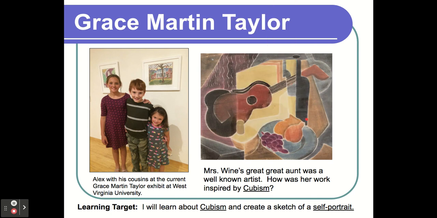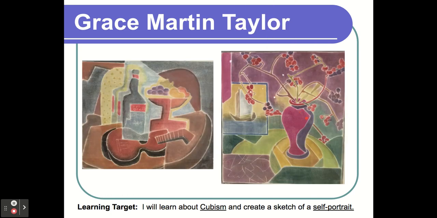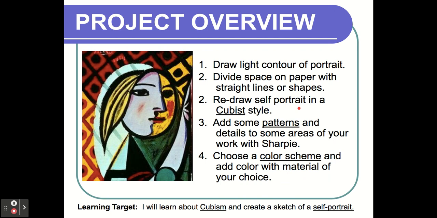And you can see by looking at these pictures how she still is using that idea of lines to divide up the page. And you can't quite tell whether the violin is in front of the bottle or the bottle is in front of the violin. I just thought it was interesting, as I started studying my own family history, that I have a connection to Cubism.